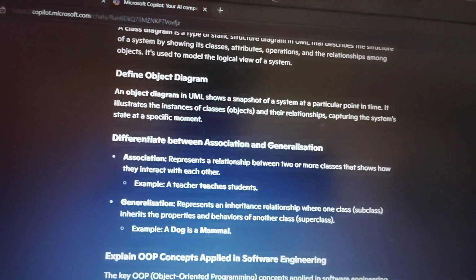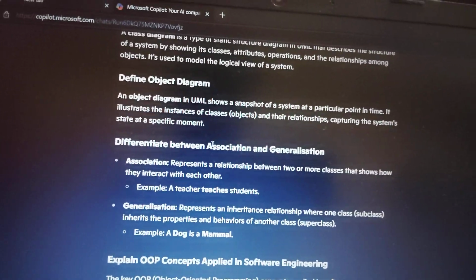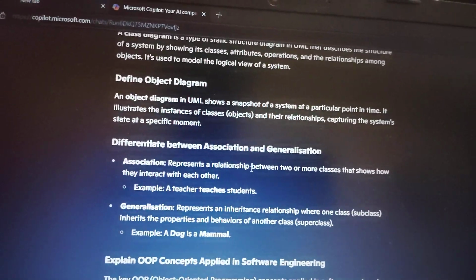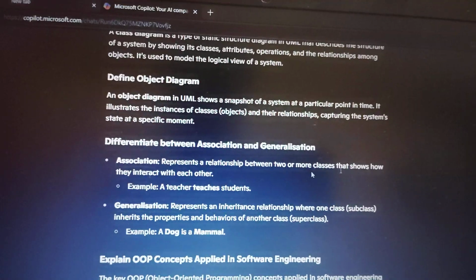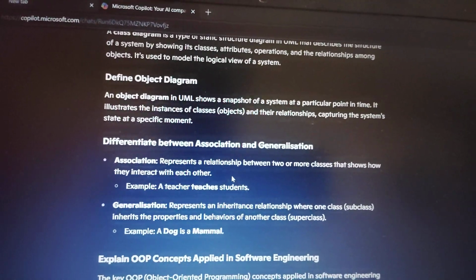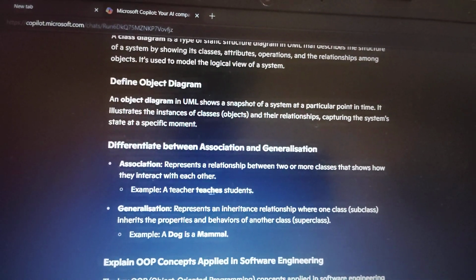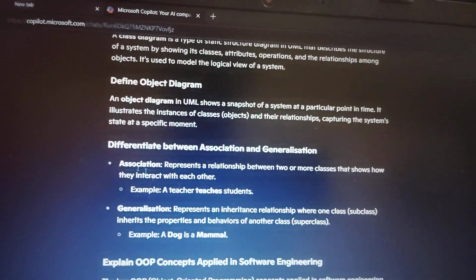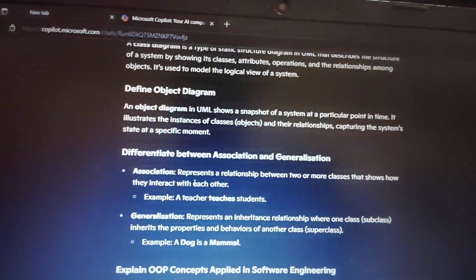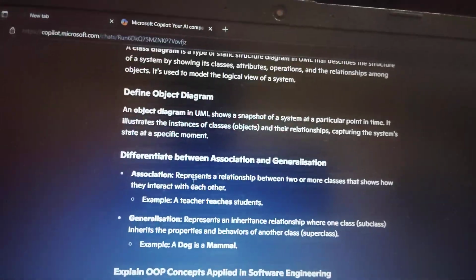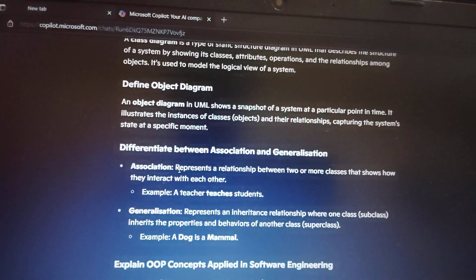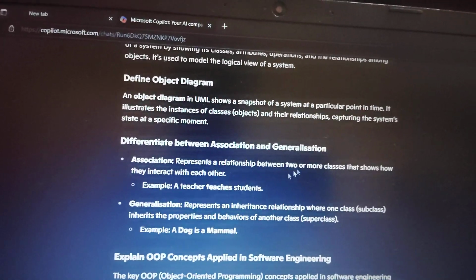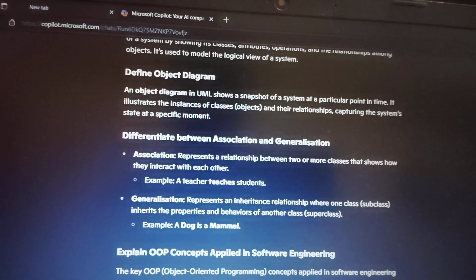Difference between association and generalization. These are mechanisms of UML diagrams. Association represents the relationship between two or more classes that shows how they interact with each other. Example: a teacher teaches students. Teaches means it is interacting with the students, right? So this relates to association. It is like communication, group discussion. Students is in plural form, which refers to two or more classes.